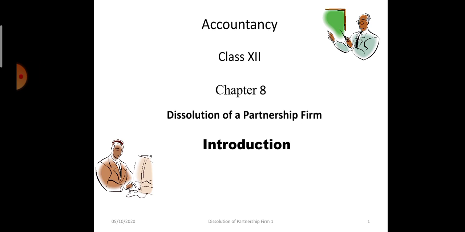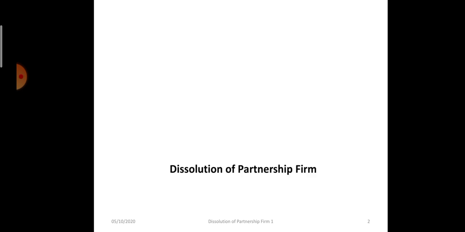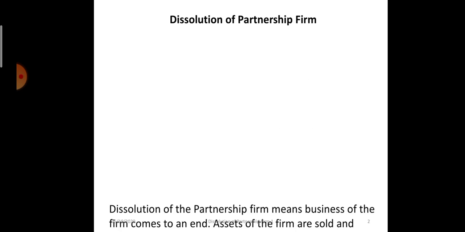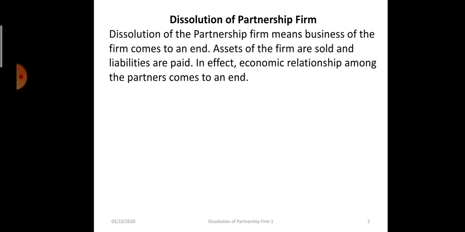So listen carefully. When we use the word dissolution of partnership firm, it means that the firm's business will be closed. The assets of the firm will be sold and all the liabilities will be paid off. After the third party liabilities are paid, if any balance is left, it will be used to pay the partners' capital accounts, and after that it will be distributed among the partners in the profit sharing ratio.